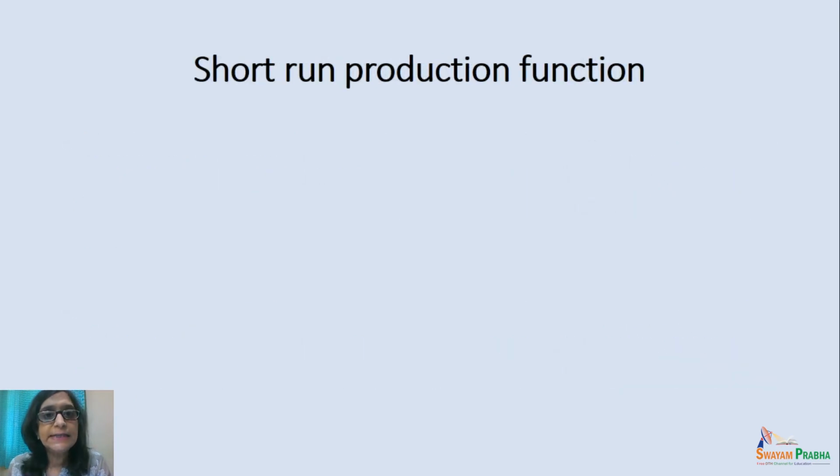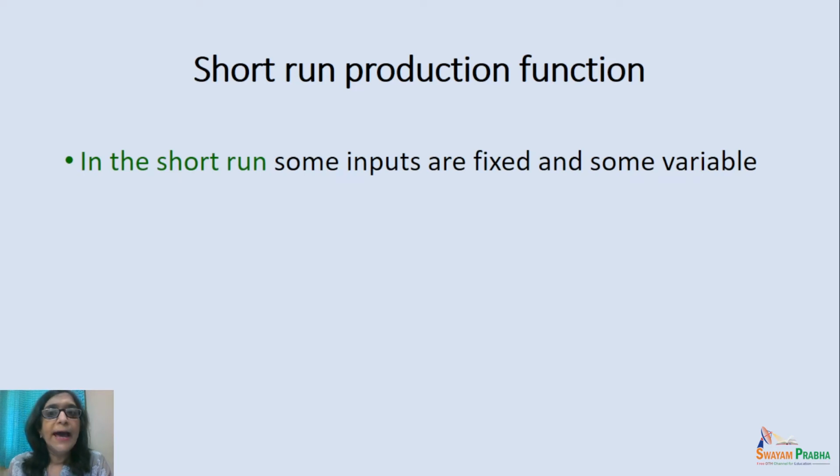Now let us discuss in detail the short-run production function. As we have just said, in the short run, the firm is keeping at least one input constant and the other input it is changing. This means that the inputs are divided in two. One, those inputs which are fixed. Fixed means those inputs whose amount we are not changing. And other inputs whose quantity we are changing are called variable inputs. So in the short run, inputs will be of two types, fixed and variable. What are fixed? Those whose quantity remains constant. What are variable?